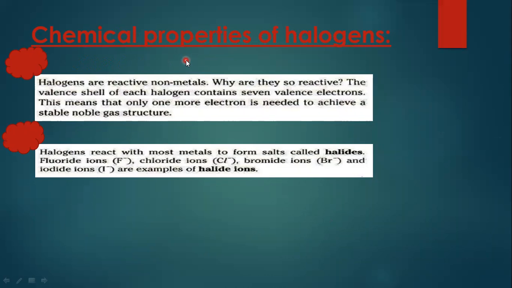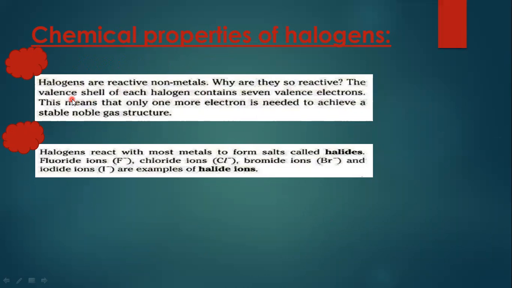Chemical properties means how these elements react with others, what the nature of their reactivity is, and which kind of reactions they show. Okay, so halogens are reactive nonmetals. Why are they so reactive? What's the reason they are so reactive?